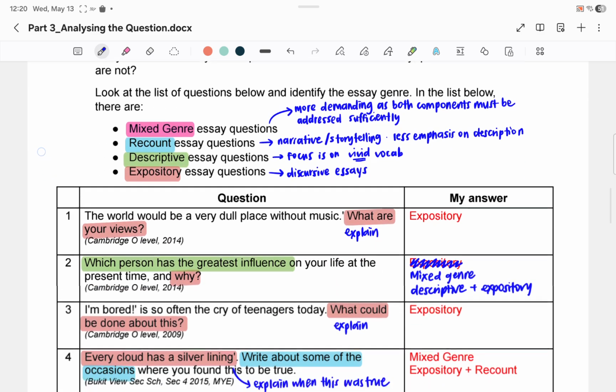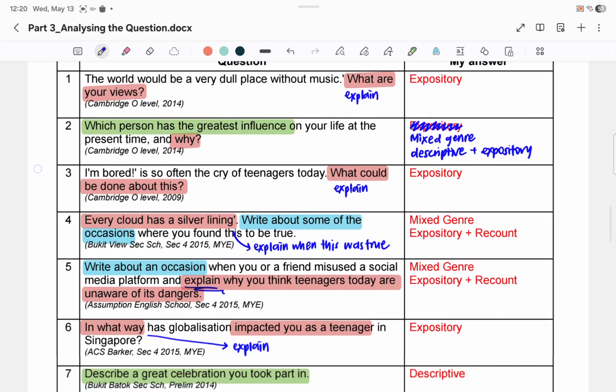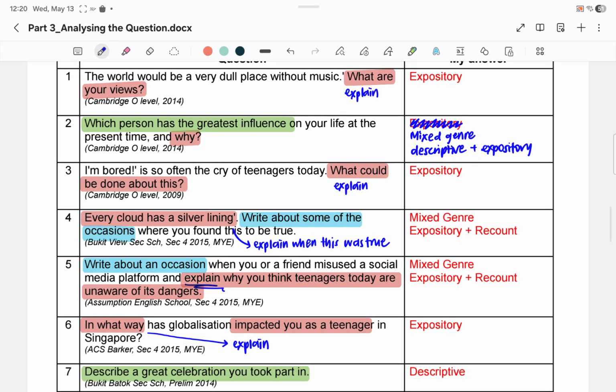Let me show you. So you can see here what I've done is I've highlighted components, right? So you can see very clearly which part is an explanation question, which part is the descriptive question, which part is the recount portion of the question. Okay, so you can see that for each of these questions here, the phrasing is quite different, and you can roughly tell which one requires you to only explain, which one requires you to describe a little bit more, which one requires you to recount an experience or recount an event. Okay, let me scroll down further.